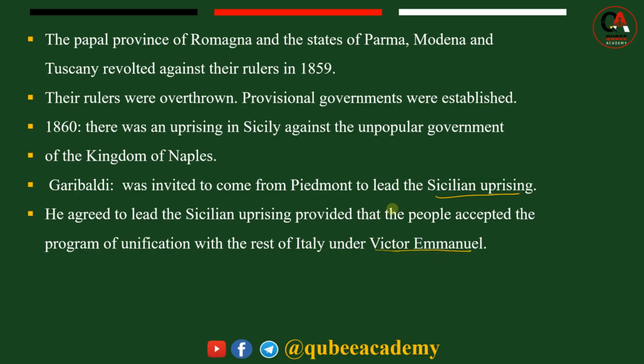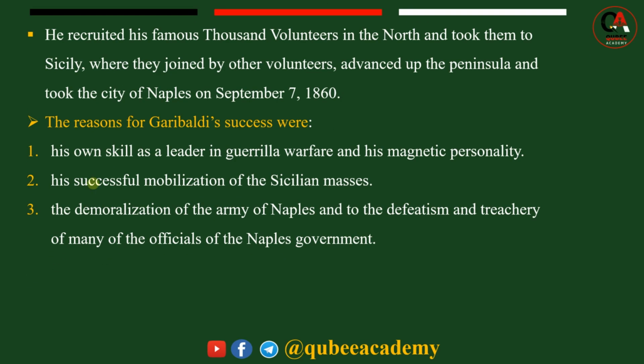This Sicilian uprising in the southern part of Italy crushed the dominance of Austria and the state, especially the despotic rulers in the southern part of Italy, with the coming of a person called Giuseppe Garibaldi.